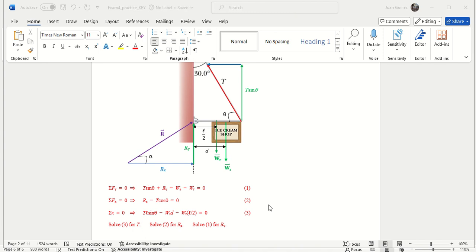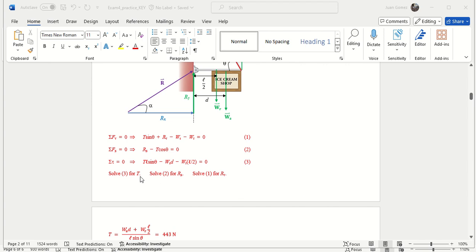The torque due to the tension force is force times lever arm times sine of the angle. Remember, L is the length of the rod, so the tension force acts at a distance of L from the pivot. So it's TL sine theta, minus the weight of the sign times D, so minus Ws times D. We know the angle is 90 degrees. Then minus Wr, the weight of the support rod, times L over 2. And that sum equals 0. Now solve equation 3 for T.